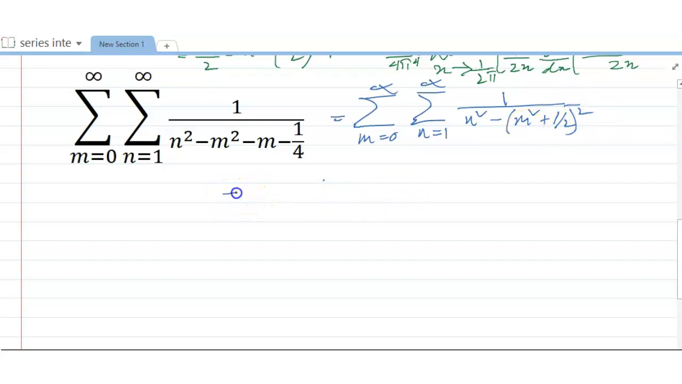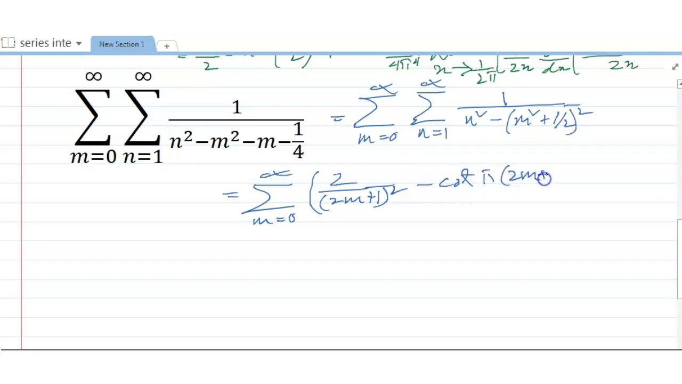It can be written this way, equals to summation m equals 0 to infinity, summation n equals 1 to infinity, this way it can be written: 2 divided by 2m plus 1 whole square minus cot pi into 2m plus 1 divided by 2, divided by 2m plus 1.